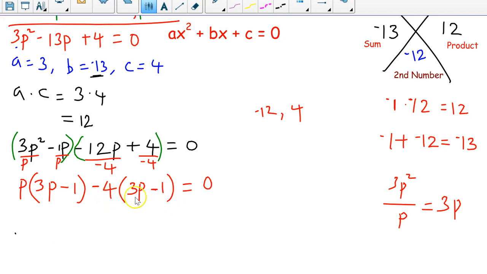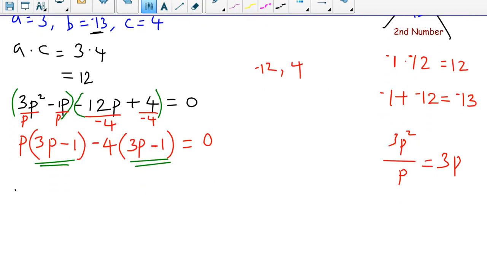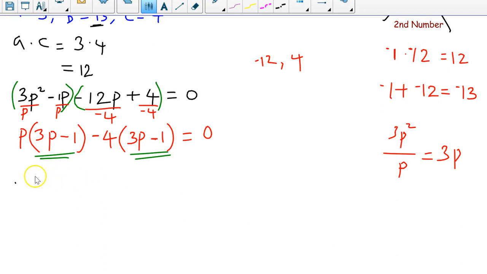Verify. Negative 4 times positive 3p is negative 12p. Negative 4 times negative 1, positive 4. Everything is fine. Now look at these two. What do you see in these two terms now? I can see 3p minus 1 being repeated. 3p minus 1 and again 3p minus 1. So that 3p minus 1 can be taken out as a common factor. Take out 3p minus 1 as a common factor, and what is left over?